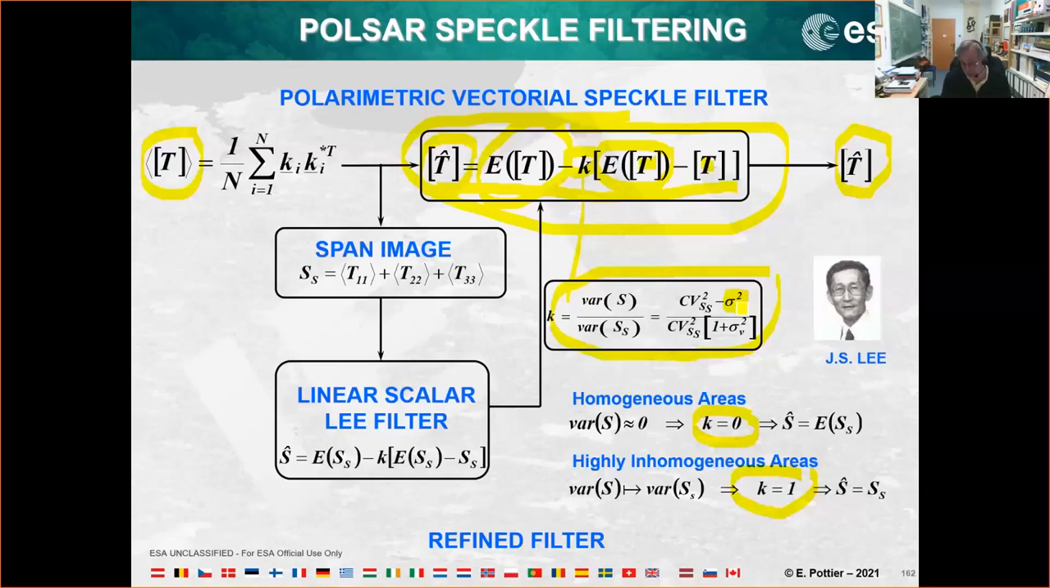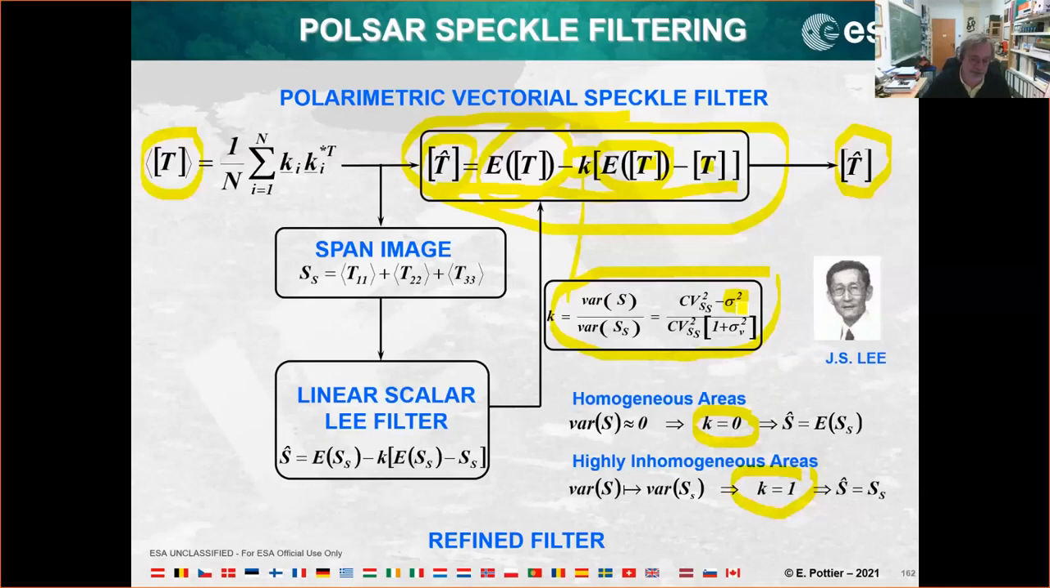So the idea is very well known. I'm going to make a stack, my time series, and my speckle filter, instead of applying in the spatial domain, I'm going to apply in the time domain. Like that, I'm not going to reduce my spatial resolution. But here it is just the case of one SAR image, a polarimetric SAR image, not a time series, just one image. So we are obliged to apply it on the spatial dimension.